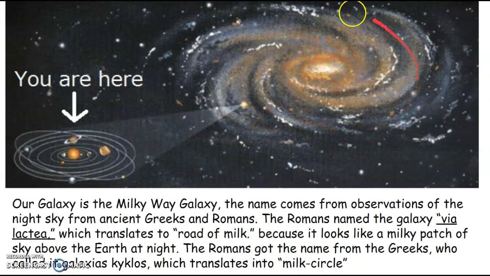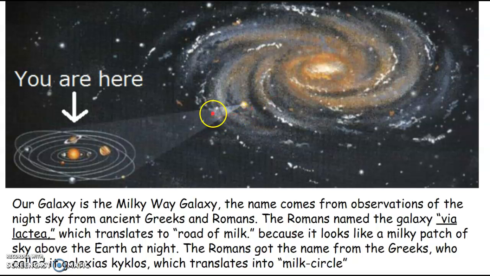Now, our galaxy is known as the Milky Way galaxy. And the shape of it is a spiral galaxy, and our sun is way out here on one of the arms. It's called the Orion arm. And so here's our sun, and then our solar system revolves around the sun. So we're nowhere near close to the center of our galaxy.